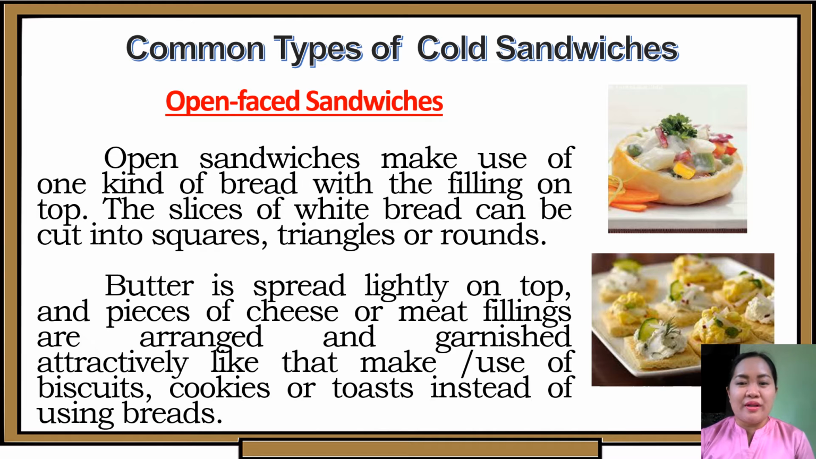One example of cold sandwich is an open-faced sandwich. Open-faced sandwiches make use of one kind of bread with the filling on top. The slices of white bread can be cut into squares, rectangles, triangles, or rounds. Butter is spread lightly on top, and pieces of cheese or meat fillings are arranged and garnished attractively, like that made or used of biscuits, cookies, or toast instead of using bread.